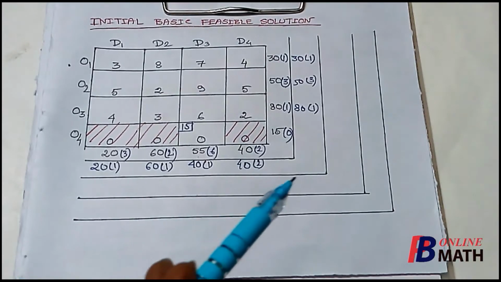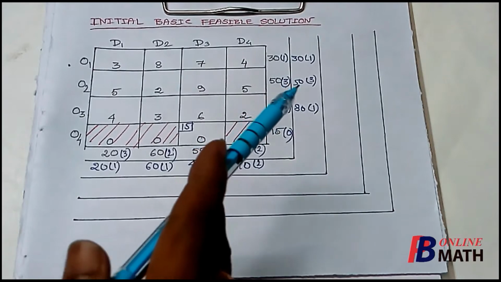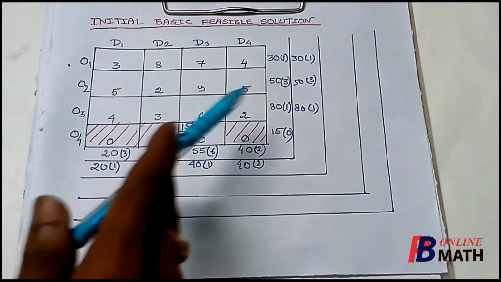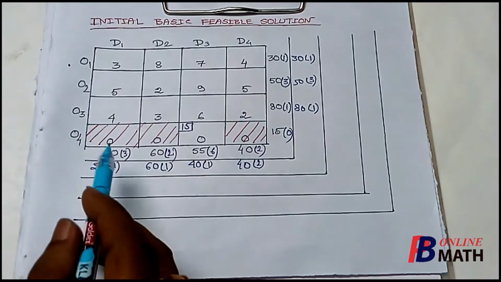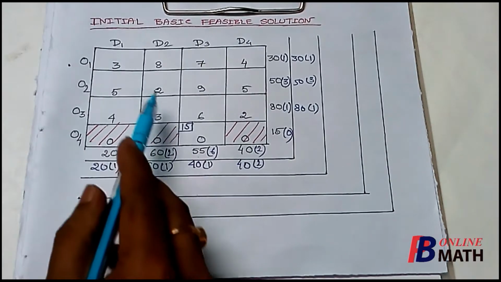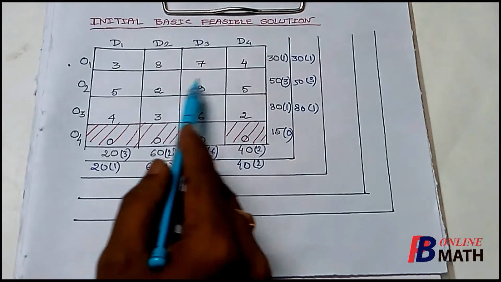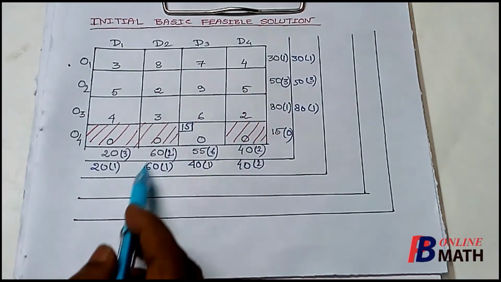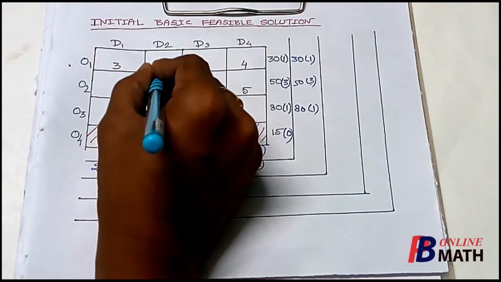Now among the differences we find that the maximum difference is 3, corresponding to the second row, so the next allocation will be made on this row. For that we have to find the minimum element on this row. We find that the minimum element is 2, so the next allocation will be made in this cell. For that we have to check the corresponding capacity and demand, and out of this 2 we find that 50 is the minimum, so we can allocate 50 here.